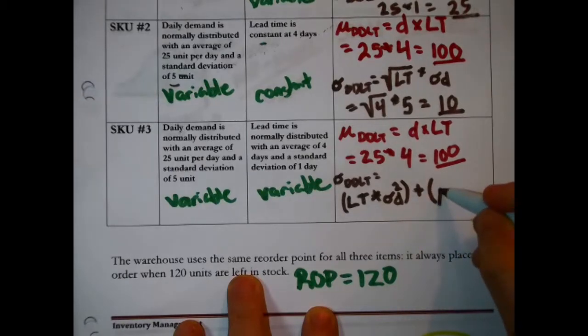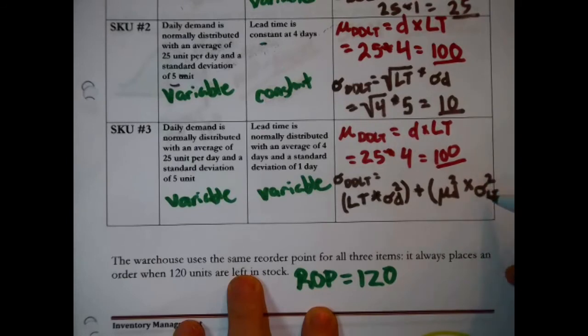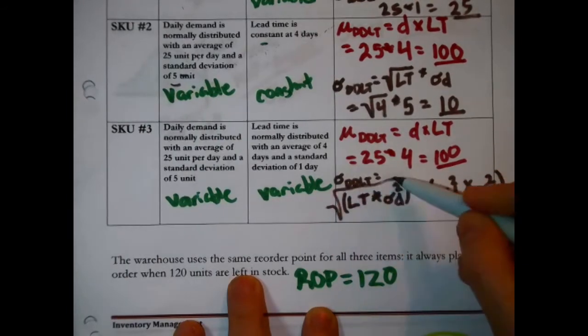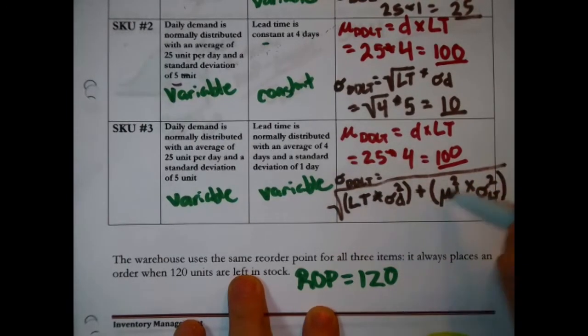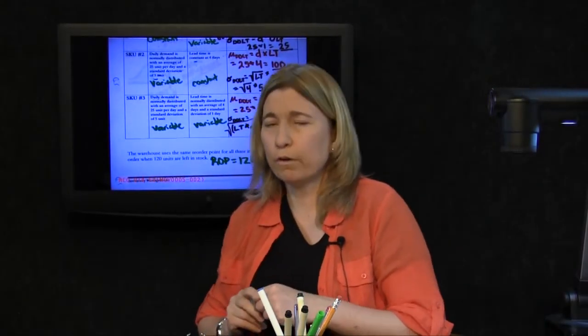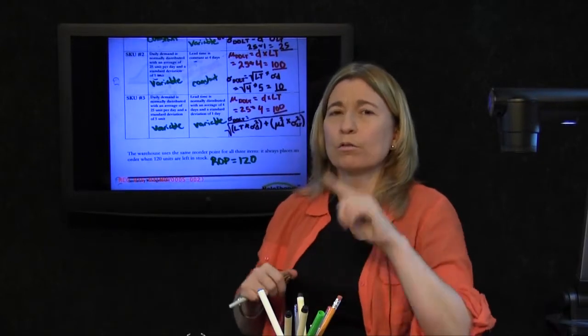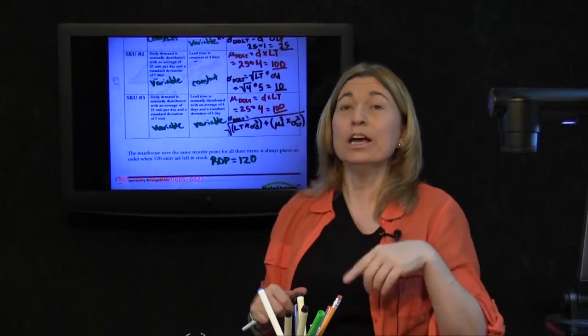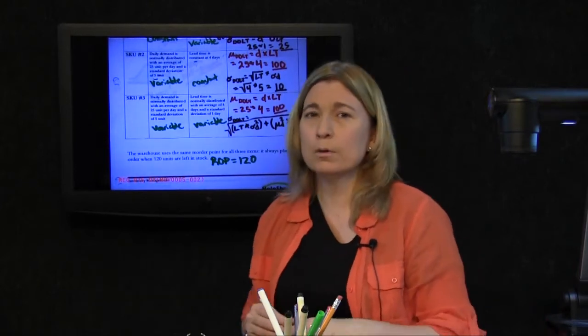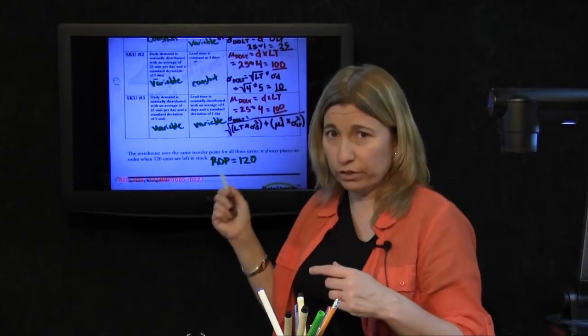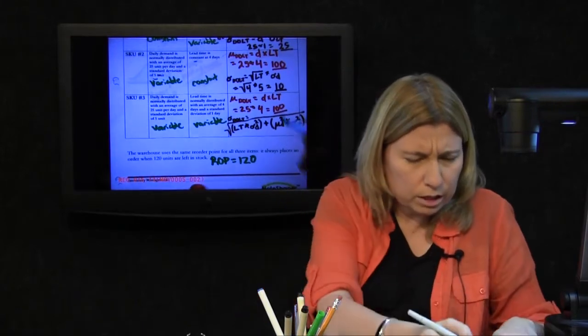You want to add that to another little exercise. Take the average demand during lead time, square that, and multiply that times the variance in lead time, the standard deviation squared. Oh wait, there's more. When you're done with those two steps and you add them together, take the square root. That will find, in the variable demand, variable lead time case, the overall resulting standard deviation in the distribution of demand during lead time. All right, so at this point we just need to fill this in.